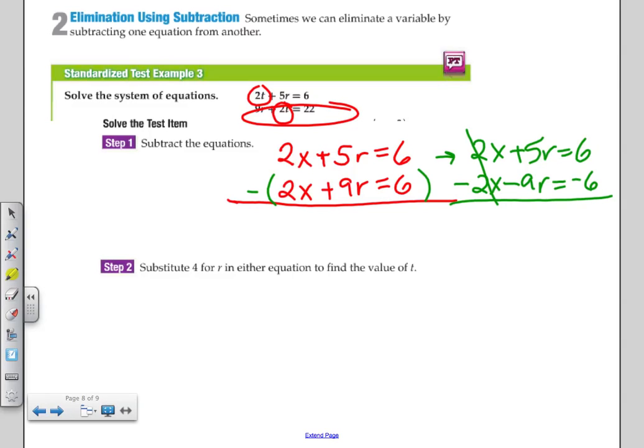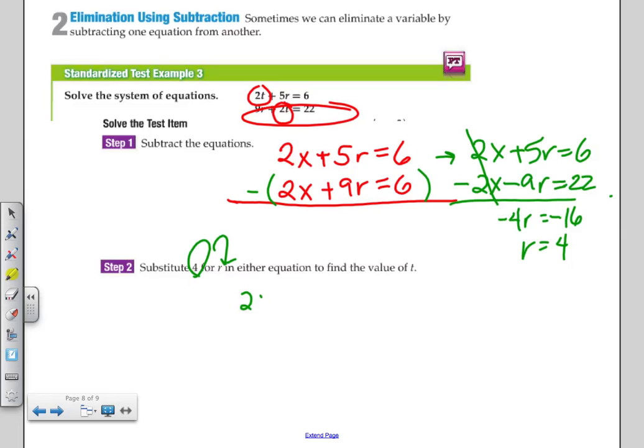Now these cancel out, and 5r minus 9r is negative 4r equals, I'm sorry, it's 6 minus 22. I beg your pardon, it's not even 6, it's 22. So that's a negative 22. That'll be a negative 16. So r equals 4. And then I'll take 4 and I'll substitute it for r.